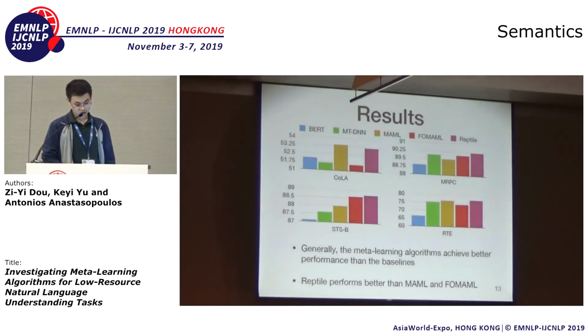So here are our results on the GLUE dataset. We can see that generally the meta-learning algorithms achieve better performance than the other baselines. And the Reptile algorithm performs better than MAML and first-order MAML.